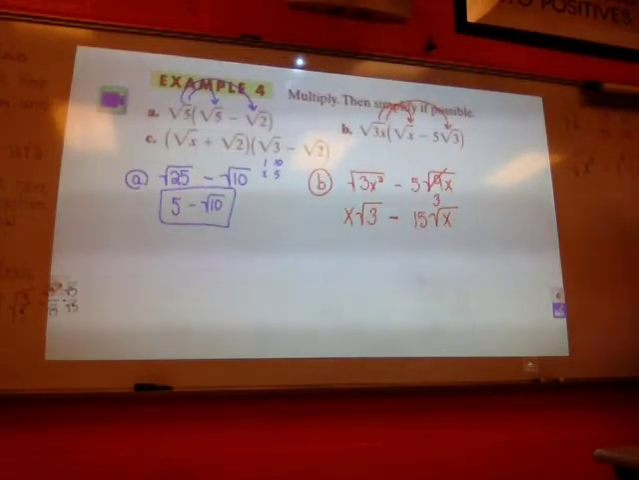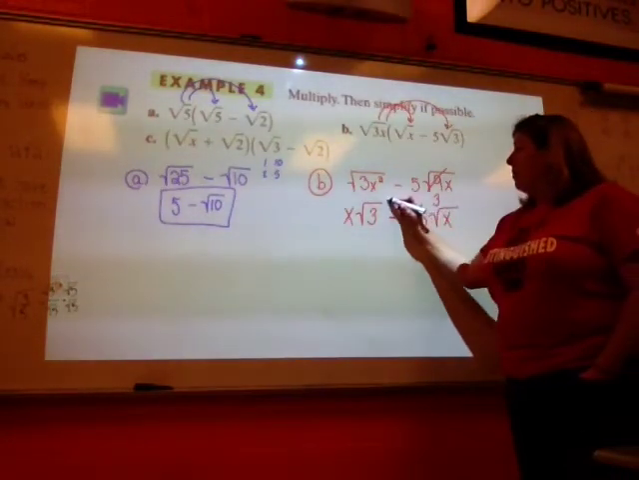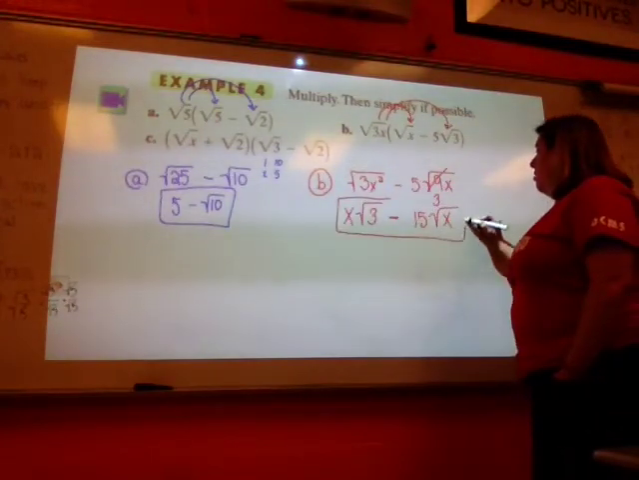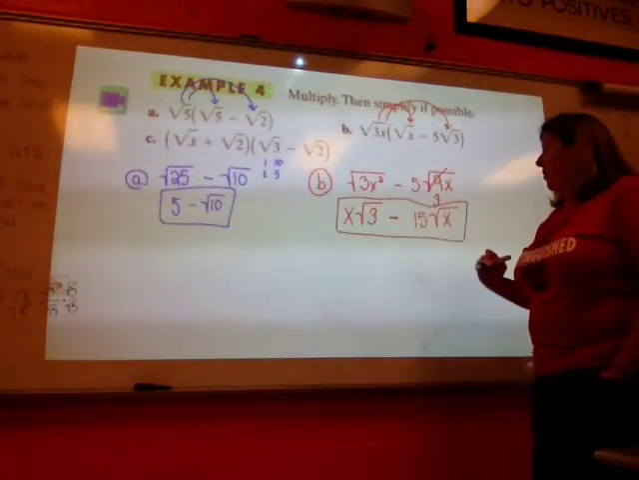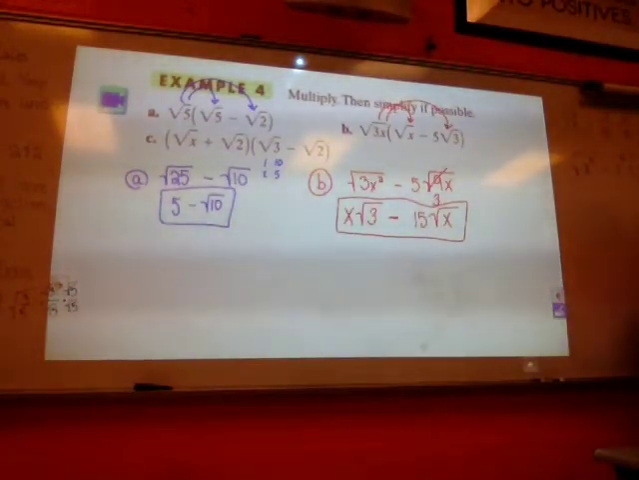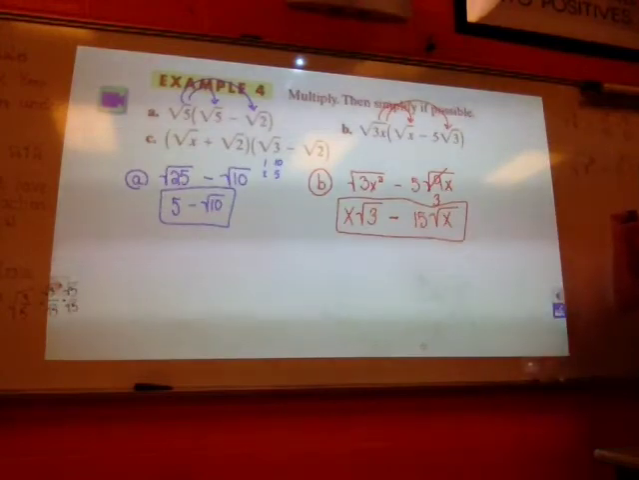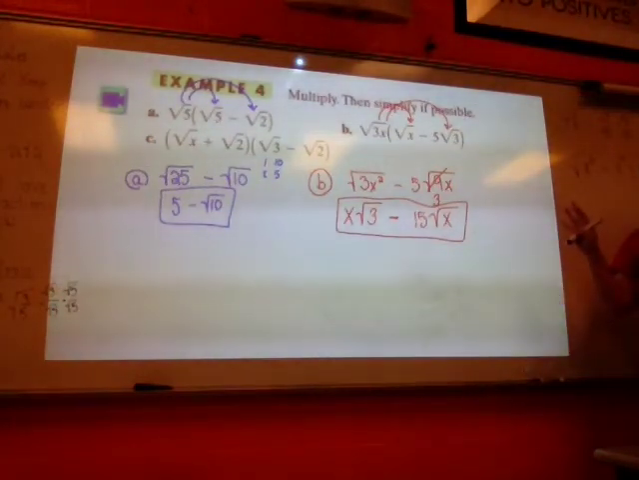Now, can I combine those? Okay? So that's going to be my final answer. Do we know why we can't combine them? They don't have the same base. They don't have the same square root base. Okay? We okay with that? Yes or maybe?